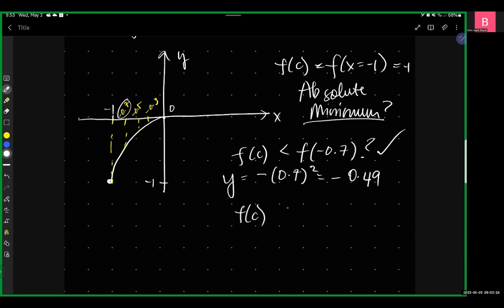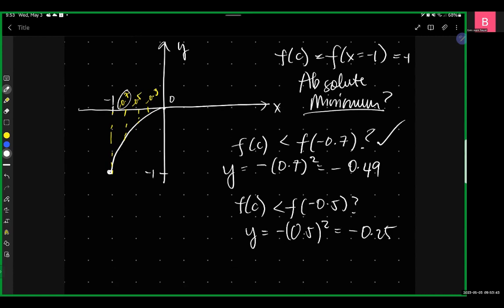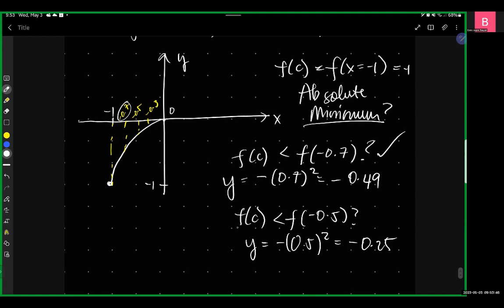So is f of c less than f of negative 0.5? So what is negative 0.5 squared? What's the value? Negative 0.25. Okay? So the question is, is f of c less than negative 0.25? Is it lower? Yes. Okay, Jericho says yes. So that's right, it is lower.